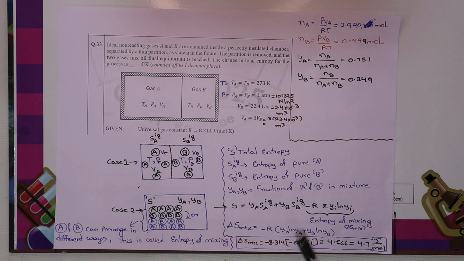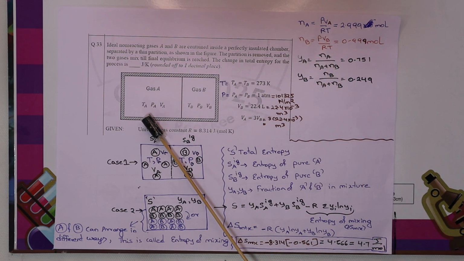So, information about Ya and Yb is required, but instead of directly giving Ya and Yb, they have given the volume of A and the volume of B. Let us find out the total moles of A and total moles of B. If you know the total moles of A and B, you can automatically calculate the fraction of A and fraction of B in this formula.